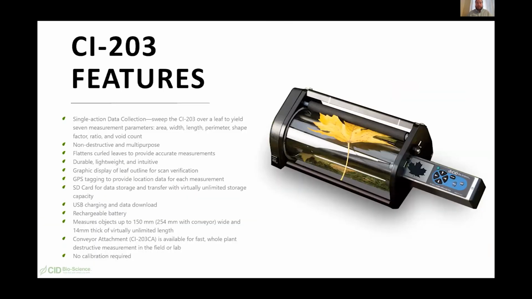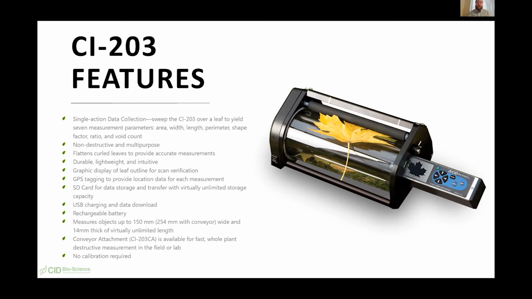The 203 is very similar in that it also collects the measurements of area, width, length, perimeter, shape factor, and ratio. But the 203 can also do void counts. So if you have large holes in your leaves, it also will count those voids. It can be non-destructive, or as shown in this image on the right, with the conveyor attachment, it can be used if you've already taken a destructive sampling.